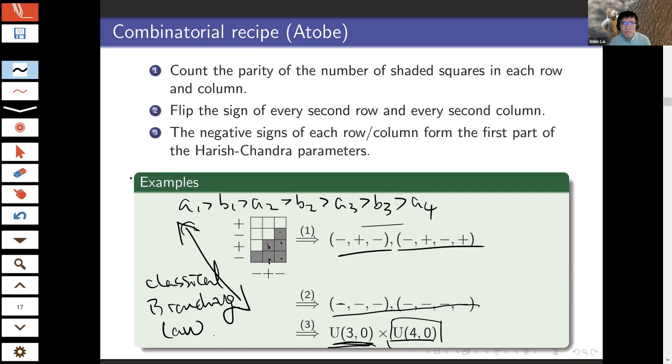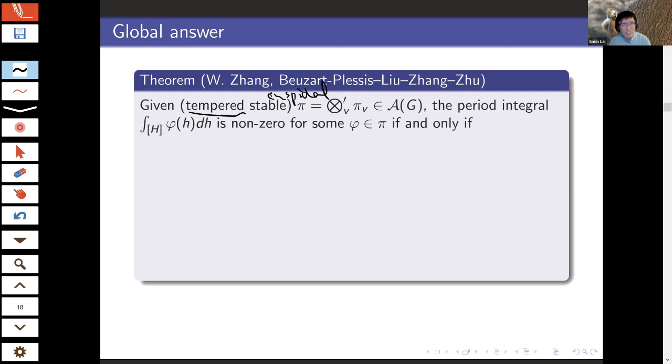Okay, so we are given a tempered stable cuspidal, I guess that's included, representation pi on the big group, which is U(V) cross U(V plus one). And we are studying the period integral where H again is U(V), and we are asking the non-vanishing question. When does the period vanish?